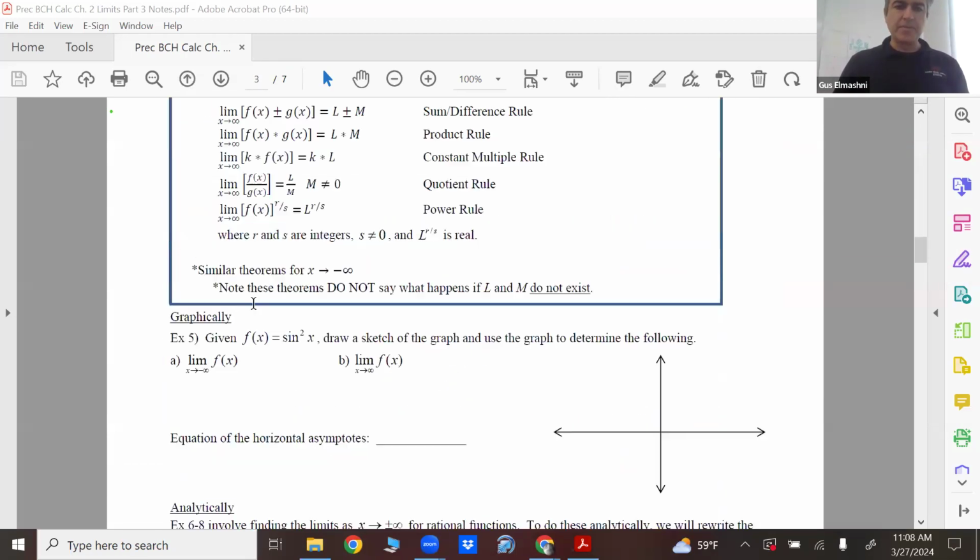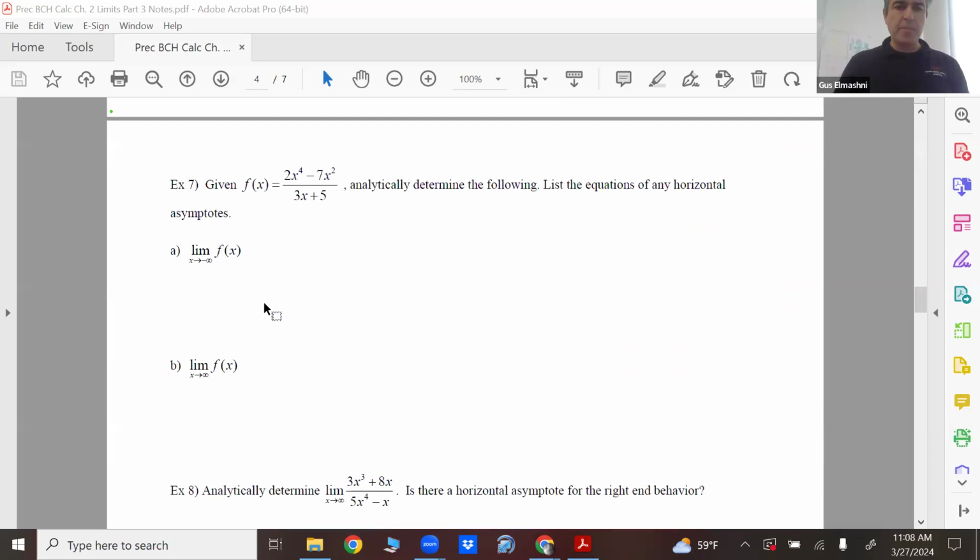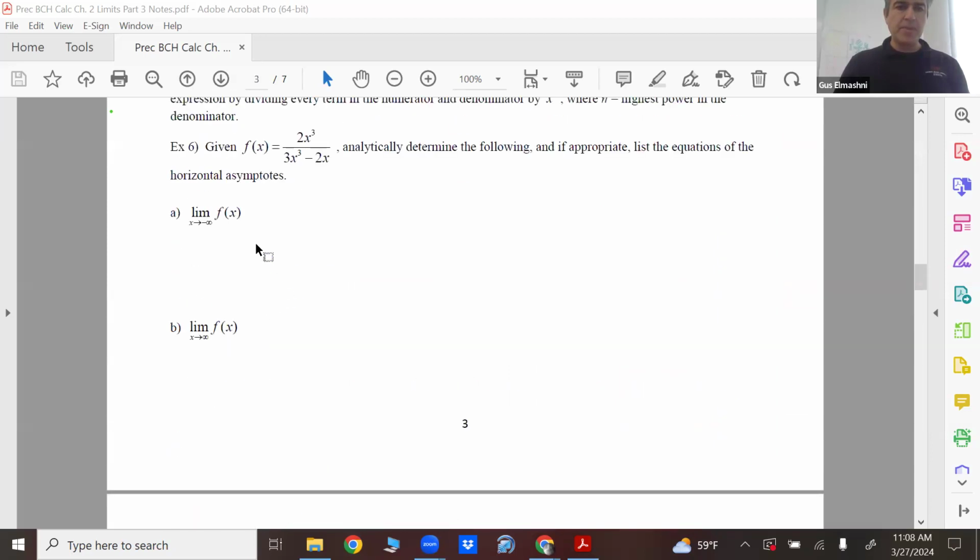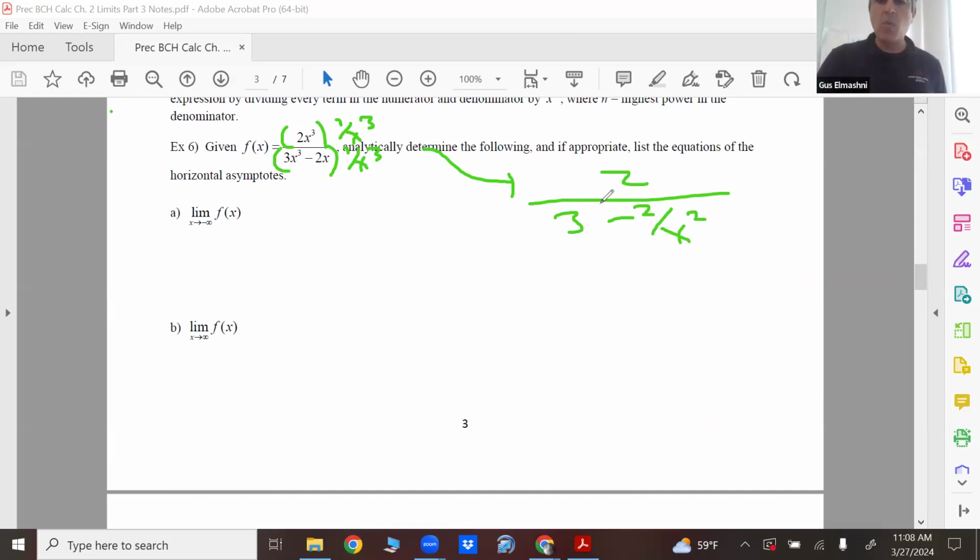So, all right. Here's what you want to do for these problems. For example 6, you're going to multiply top and bottom by 1 over x cubed. So it's going to be 2 over 3 minus 2 over x squared. Okay. What happens when x gets really large? What happens? It just goes away, right?